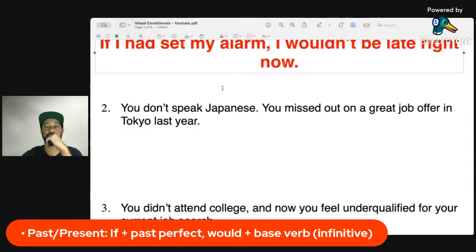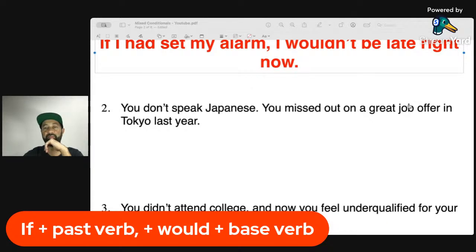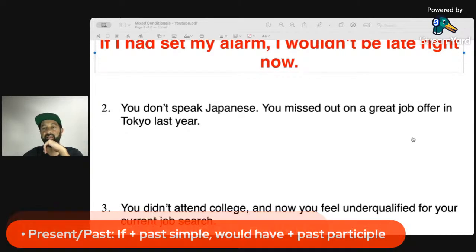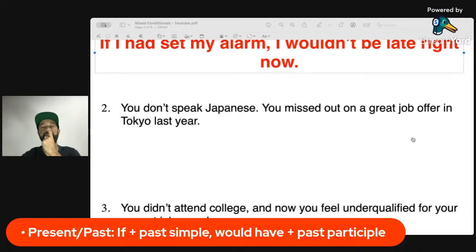All right, you don't speak Japanese. You missed out on a great job offer in Tokyo last year. All right, this one here, I would probably go with this: if and simple, would have and past participle.